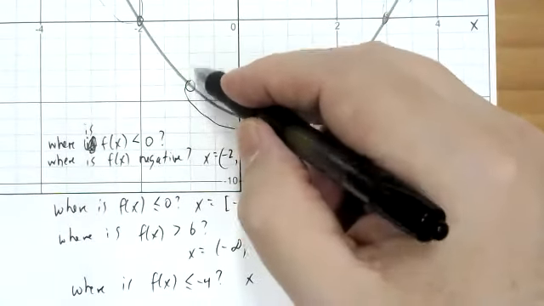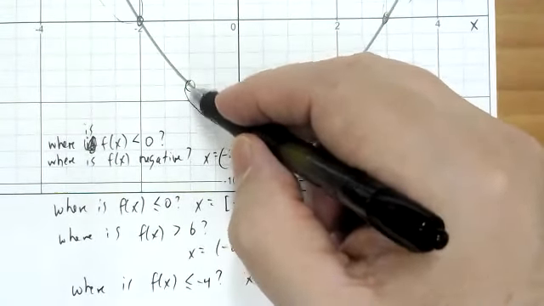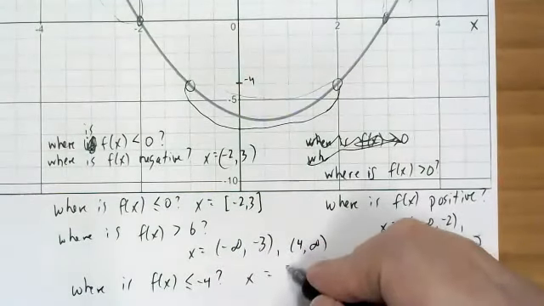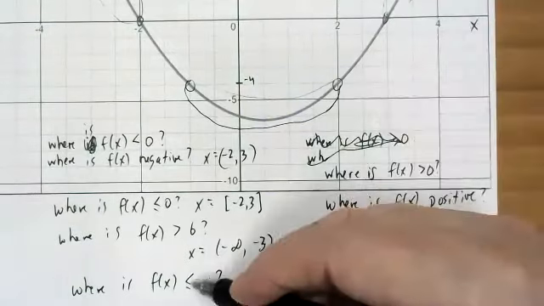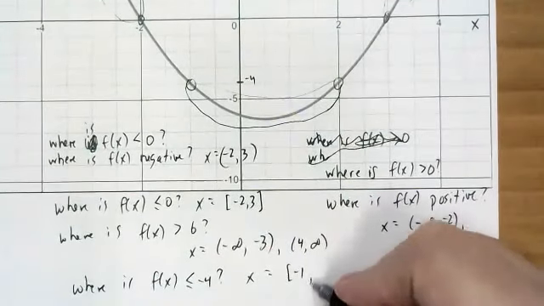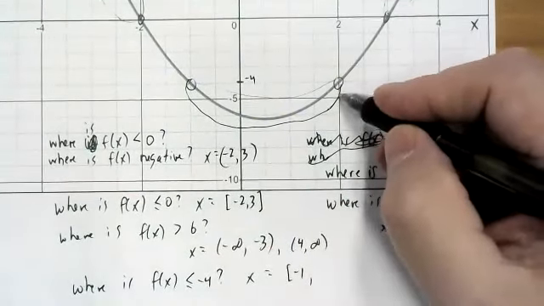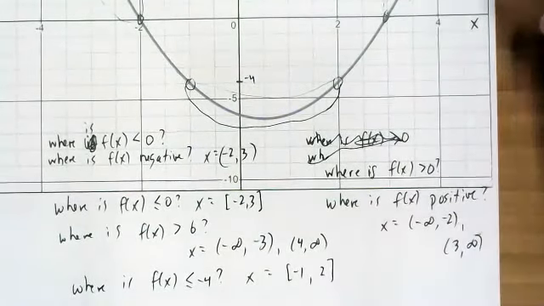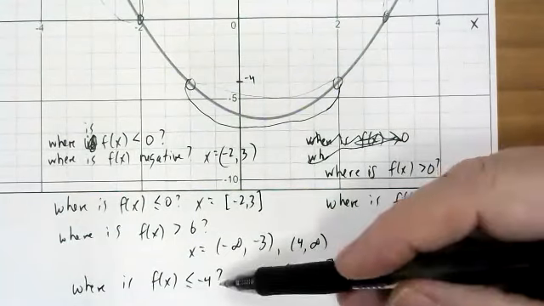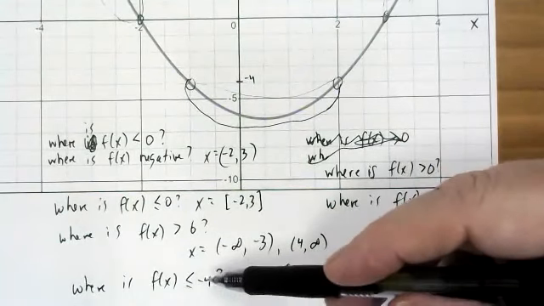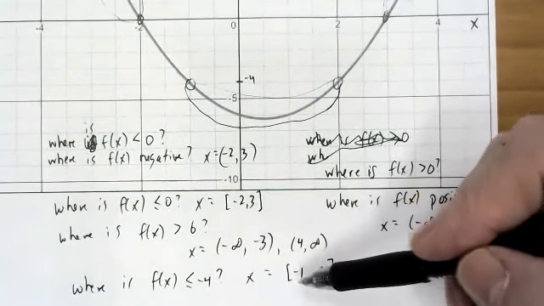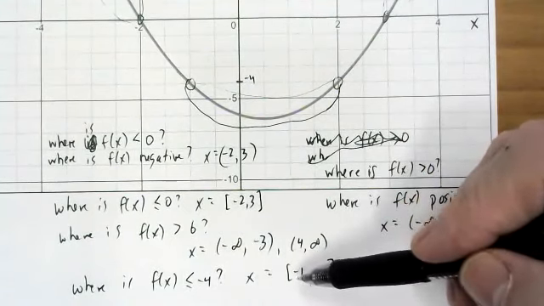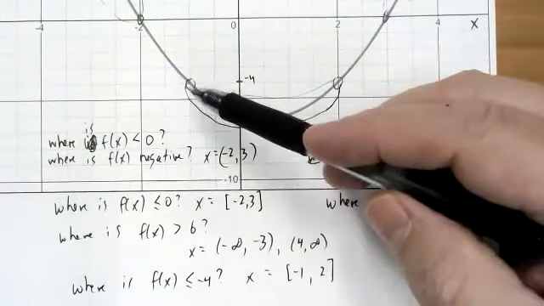So x starts here, the interval, it's like negative 1. And now I'm going to include the endpoints since it's less than or equal to. Negative 1, and it looks like over here it's 2. So where is the function less than or equal to negative 4? Well, when x is from negative 1 to 2.